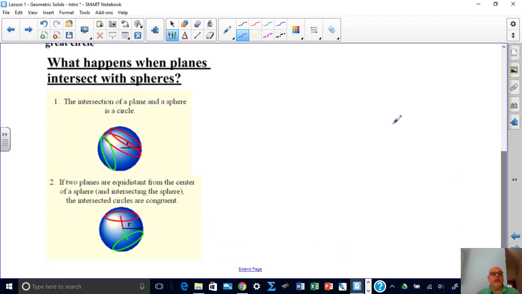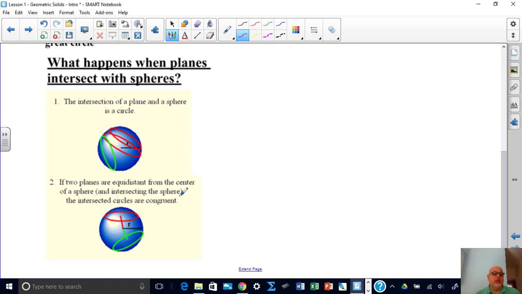So, what happens when a plane, a flat surface, intersects a sphere? Well, when a plane slices through a sphere, you get a circle. Right? You cut it and you take it off, and it's a circle. So if two planes are equidistant from the center of the sphere and they intersect the sphere, then those circles are congruent. You need to remember that.